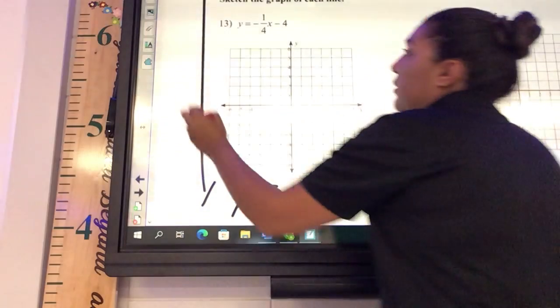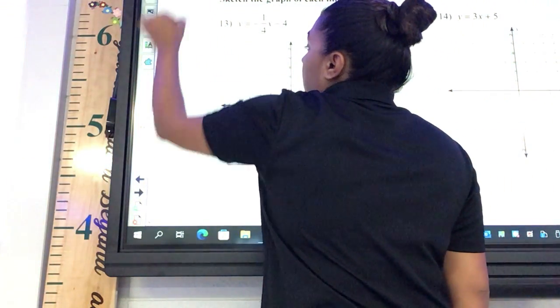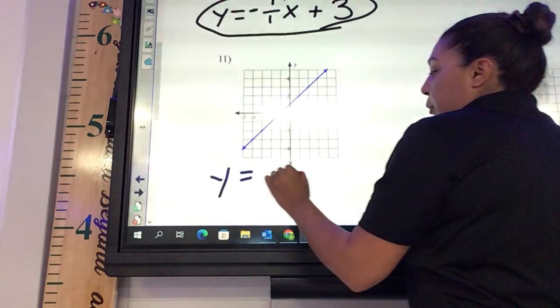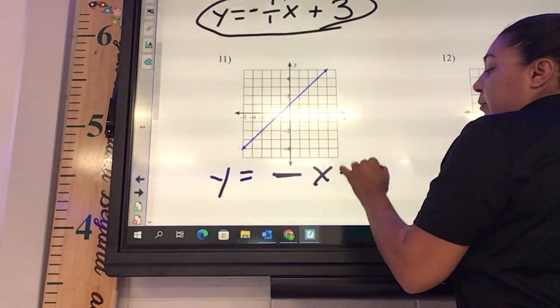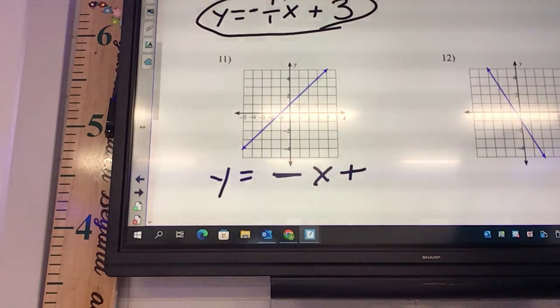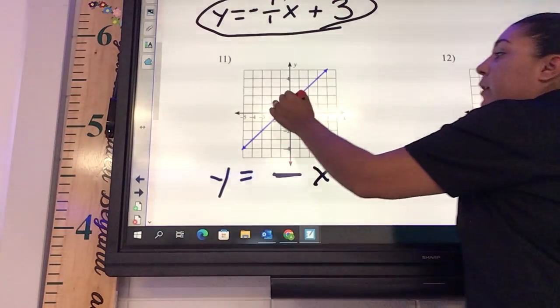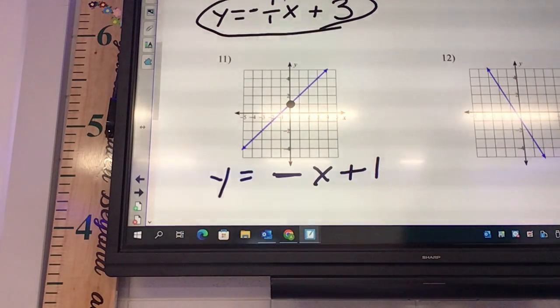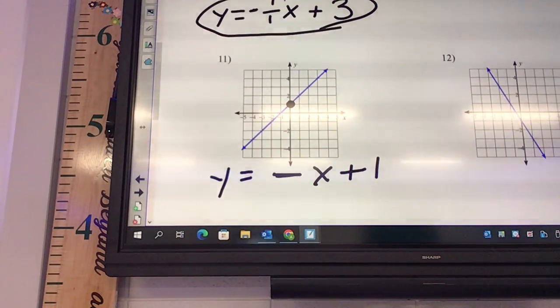So 11, we got y equals, negative or positive? Oh, I'm on the wrong one. Positive. Y equals, it's a positive line. We put our fraction bar, x plus, what is our b? It's at 1, positive 1. Find the next closest point.